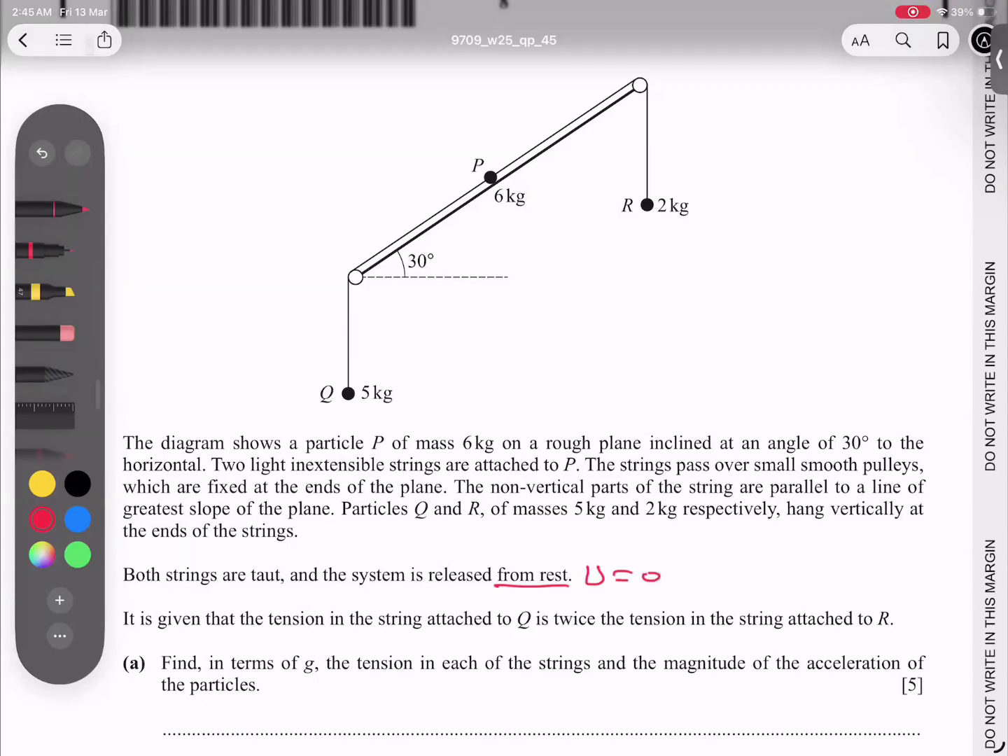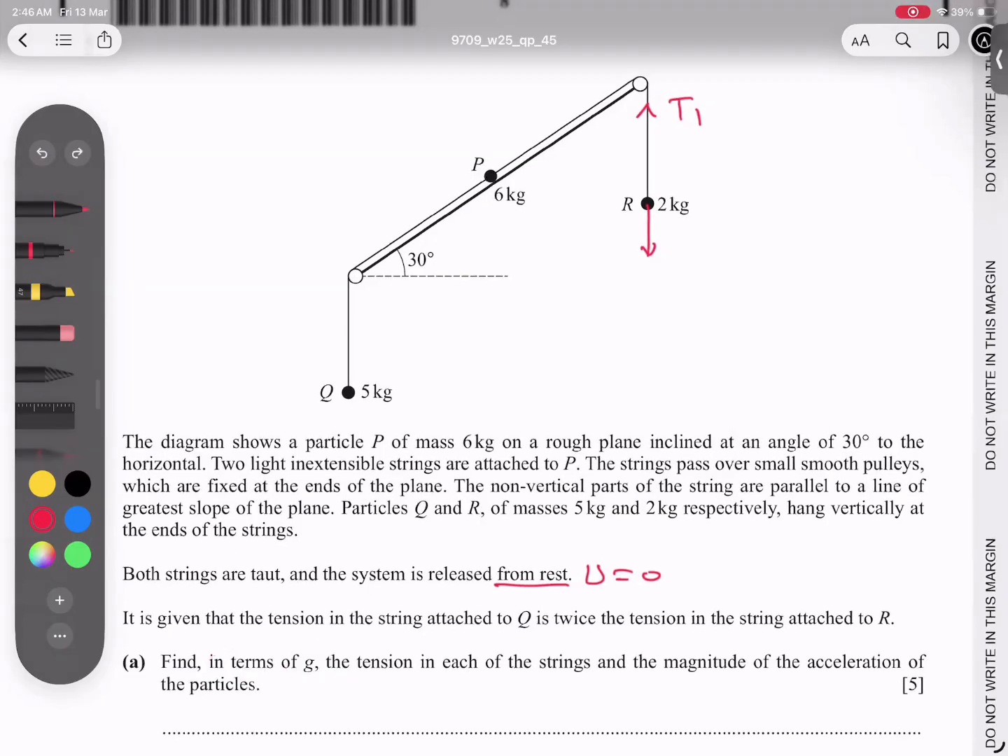And the tension in the string at Q is twice. This is a main point here as compared to R. So whatever the tension in R, let's start from R. Let's assume this is T1. And what is this mass? And what he's saying further, in terms of g, so normally we put a g value of 10. But he said don't put 10, give us a value in terms of g. So mass is 2, and normally we write 2 times 10, 20. But he said no, write it as g, so 2g. So this weight is 2g.